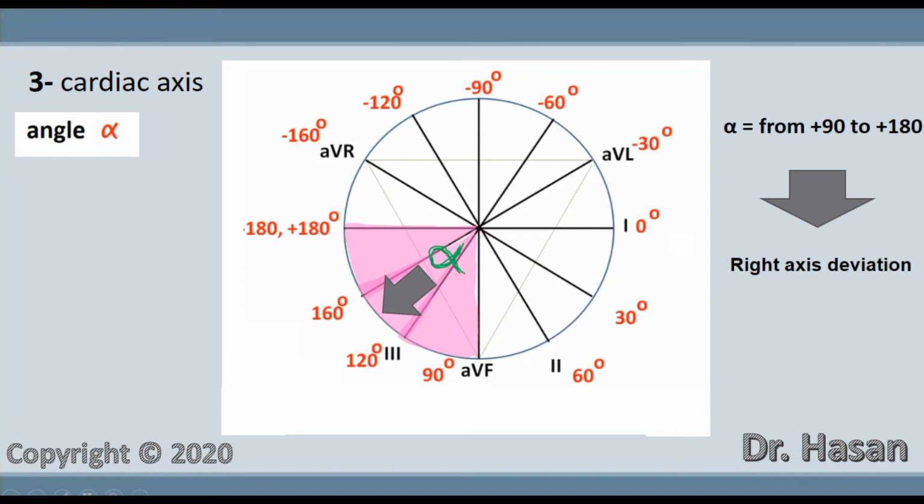If this angle falls in the range from plus 91 to plus 180, then this is a deviation of the electrical axis of the heart to the right, or in other words, it is a right axis deviation.